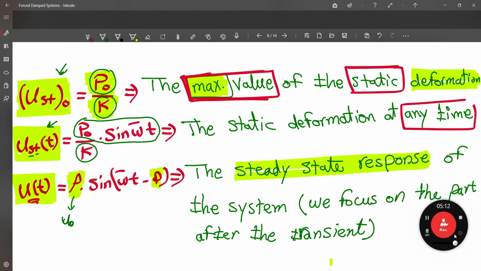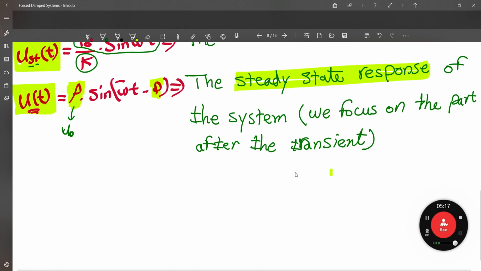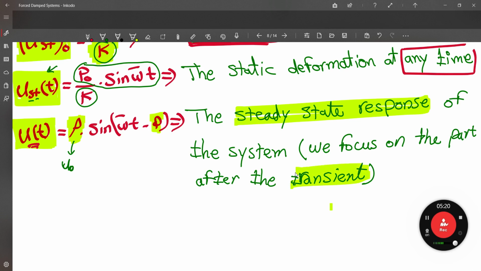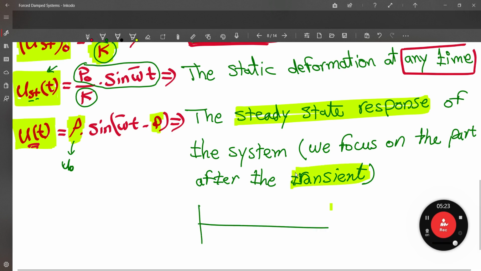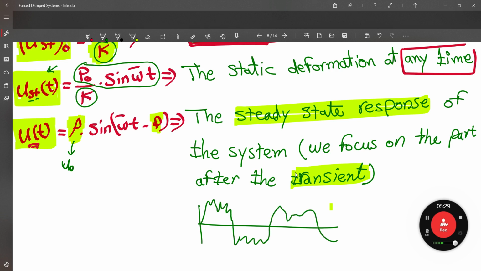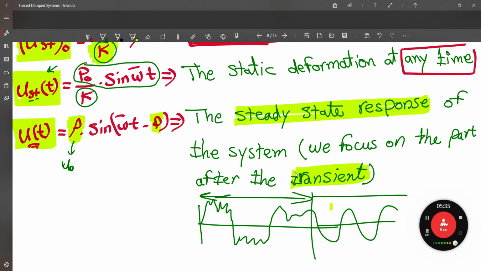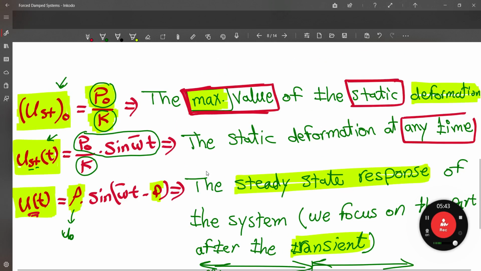That's very important for the system. And we are focusing on the part after the transient, because if you remember, we talked about the other parts, and then we said that after the transient we are going to have the steady state, where the response is going to be steady. This is what we are focusing on. So now, I hope that you do not get confused by these annotations while we are giving the presentation of the graphical representation of them.